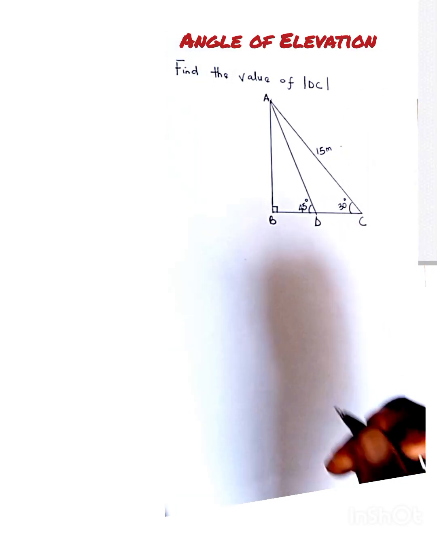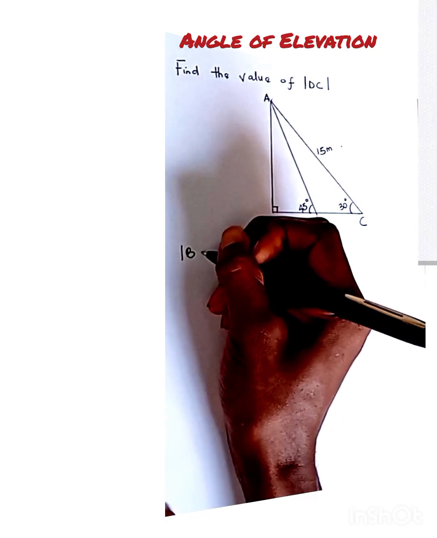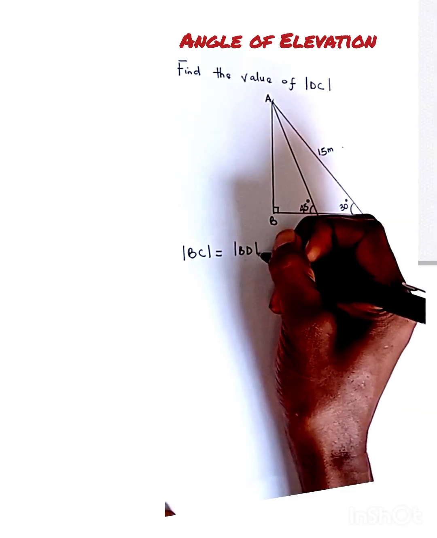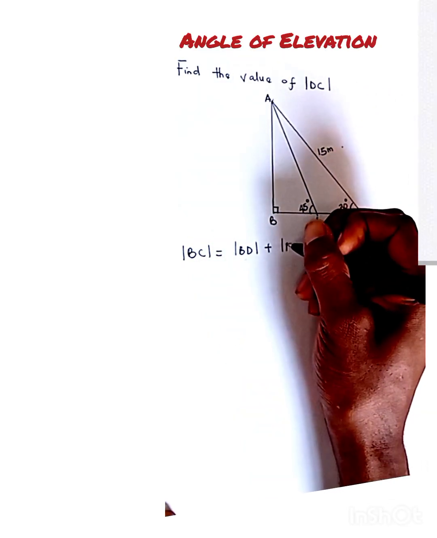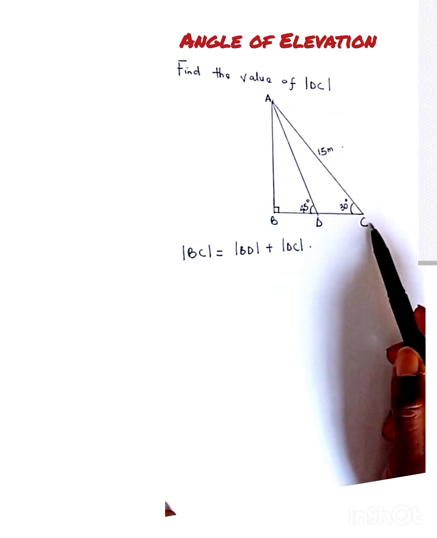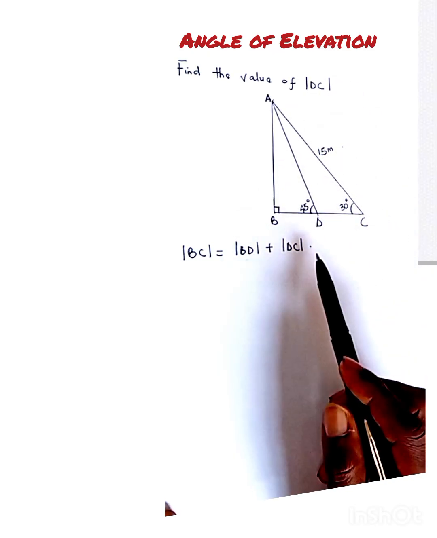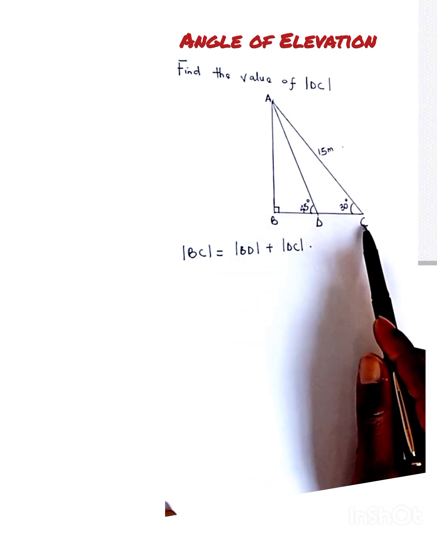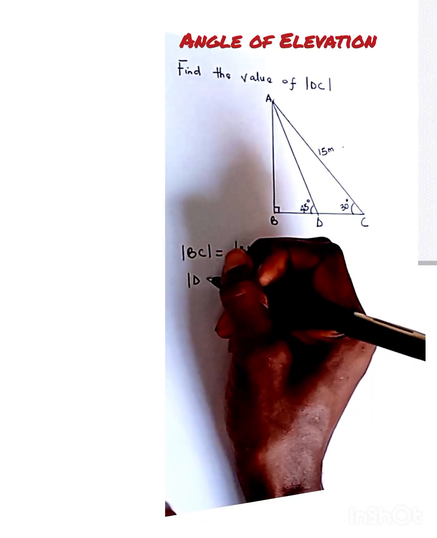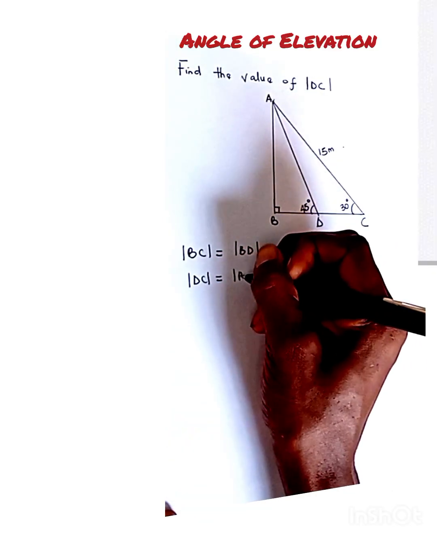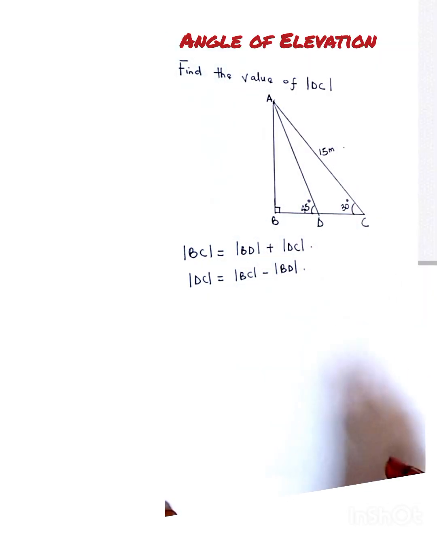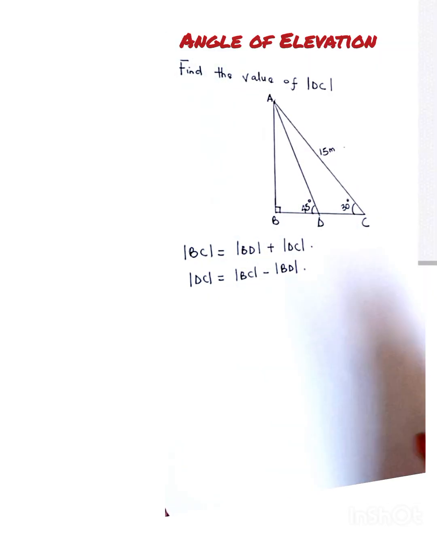First and foremost, let's begin with line BC is equal to line BD plus line DC. Alright, so meaning that if I subtract line BD from BC, I'll be able to get line DC. Okay, so which means that line DC will be equal to line BC minus line BD. Alright, okay, so let's go.